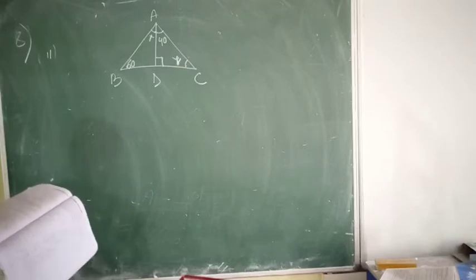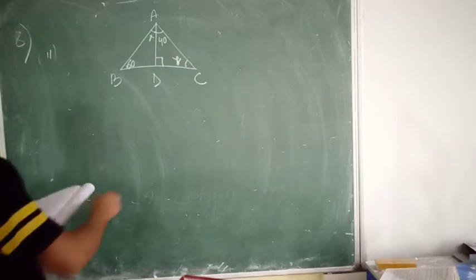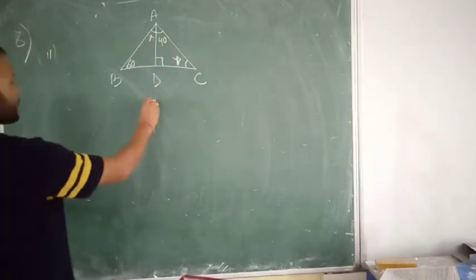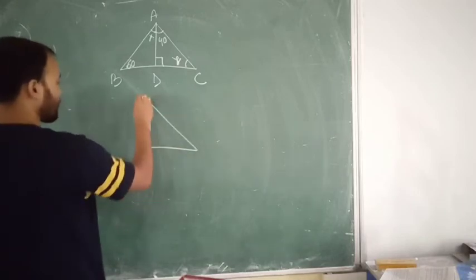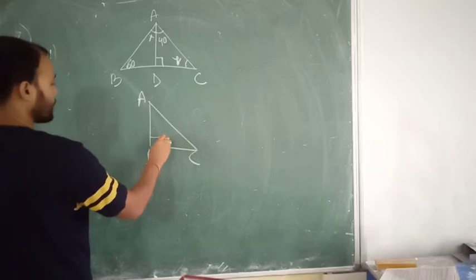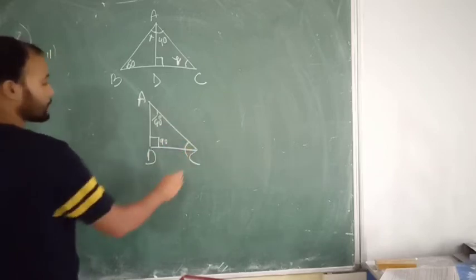This is the equation. Find a lettered angle in figure 2. Okay, we need to find this angle and this angle. See, this triangle is A, B, C. Okay, this is 90 degree. This is 40. How much is this?